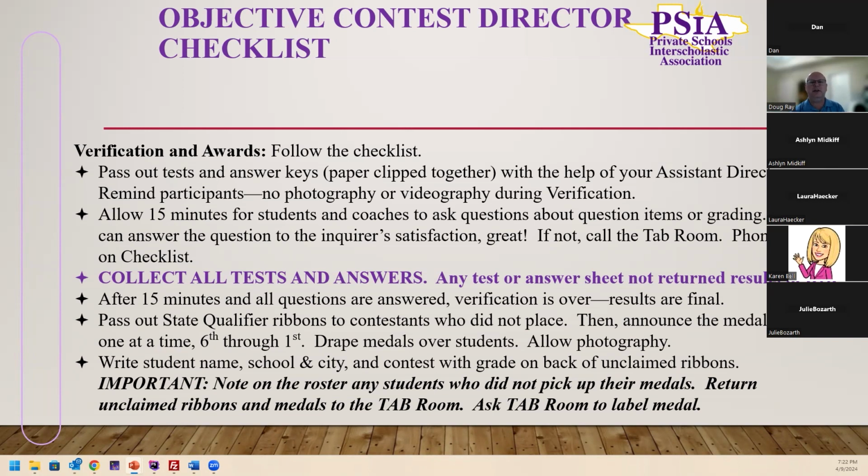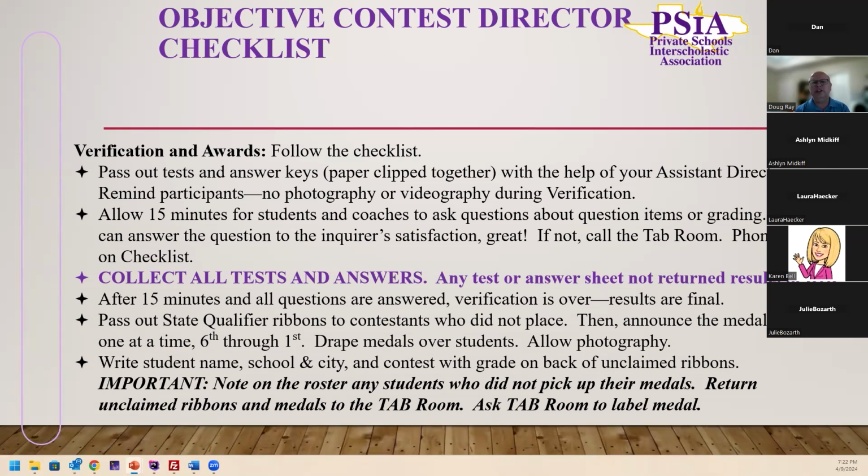You'll pass out the test to the contestants. After that last test is passed out, that's when you start the clock, 15 minutes. Remind the participants that they're not allowed to have any photography or videography during verification. Remember that this is the first weekend for state meets, and we use the exact same materials for the second weekend, which is in 2 weeks from this weekend. And so we don't want them to have the ability to photograph and take pictures of the test and the answer key and send that out to anybody else.